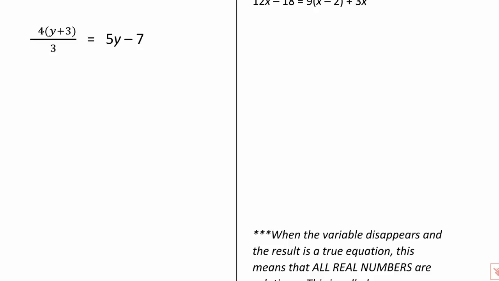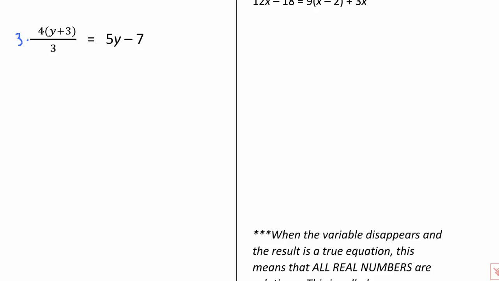What I want to do in this video is solve the equation 4 times (y plus 3) all over 3 is equal to 5y minus 7. Again, just like the last example, I don't want you to freak out when you look at this problem. There's really no difference between this and what we just did. In fact, this one is even easier to figure out what the LCD is, because there's only one fraction in this problem, and it's right here. So the only denominator is the least common denominator.